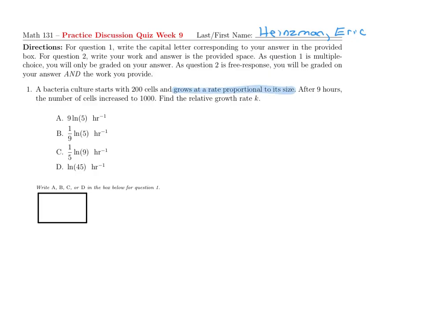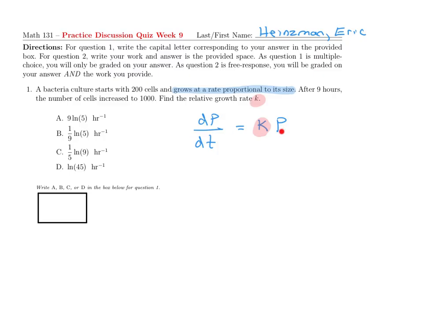Question 1 states that a bacteria culture starts with 200 cells, and it grows at a rate proportional to its size. If you see that language, it means the rate at which the population grows with respect to time is equal to some constant k times the population. And in fact, it is this k that we're looking for to answer this problem.